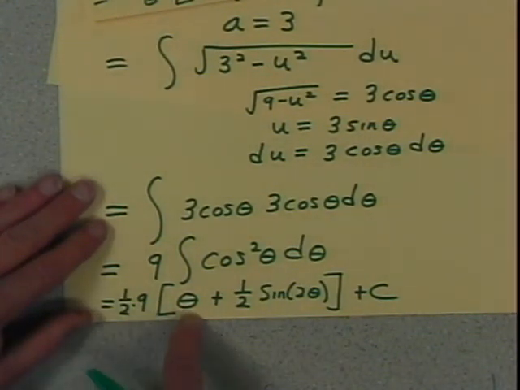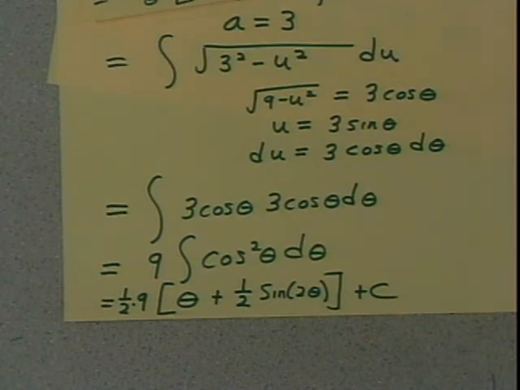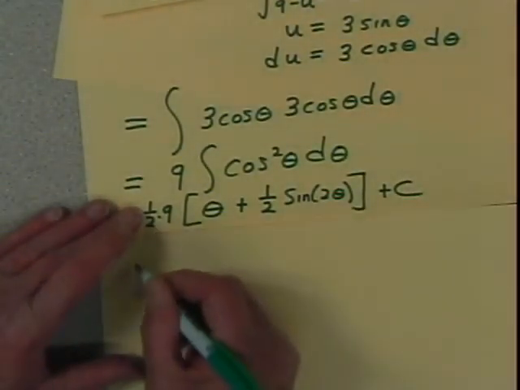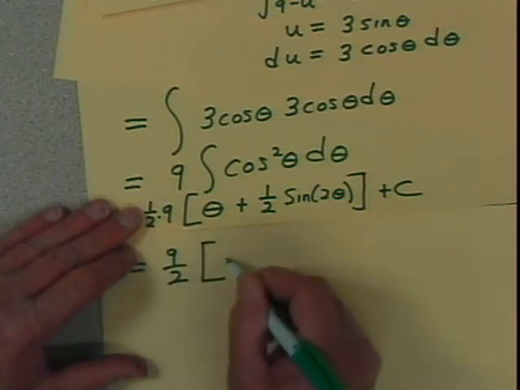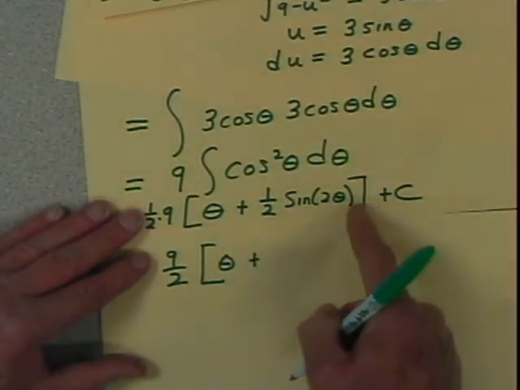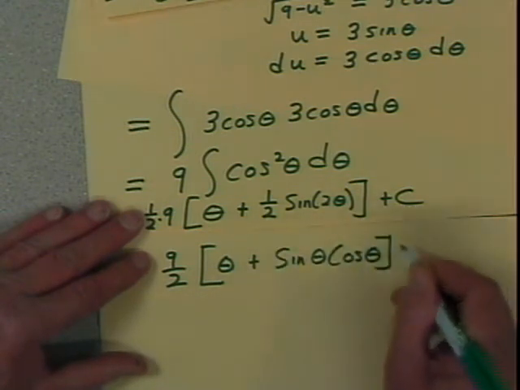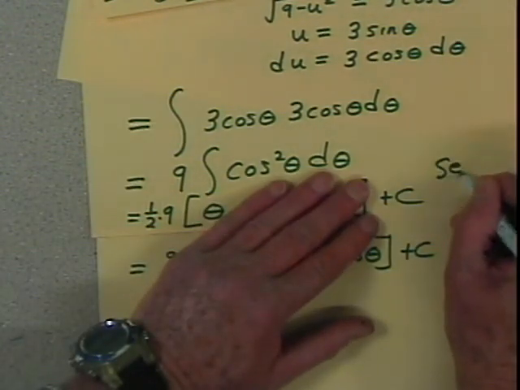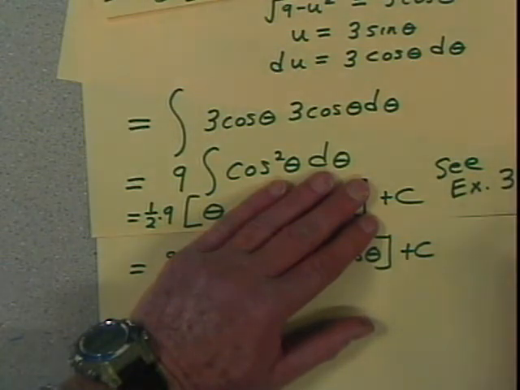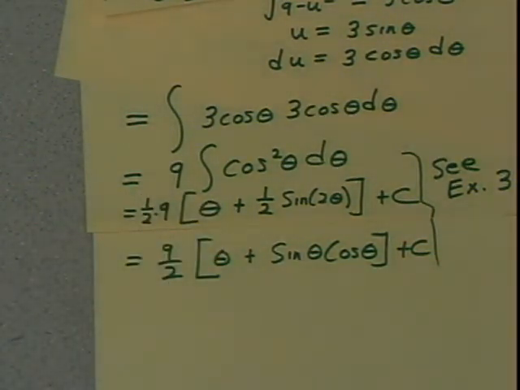So the 1/2 went out front, and then what was left, if you look at the last problem, was theta plus 1/2 sine 2 theta. And I guess we could have gone one step further, because this would become 9/2 times the quantity theta plus, remember how we replaced this with 2 sine cosine? So it just became sine theta cosine theta. We'll say C, in case you look back and wonder what are we doing, see example 3. Just copying what we got from there. Okay, we're finished when we convert everything back to what? X. To x, okay.